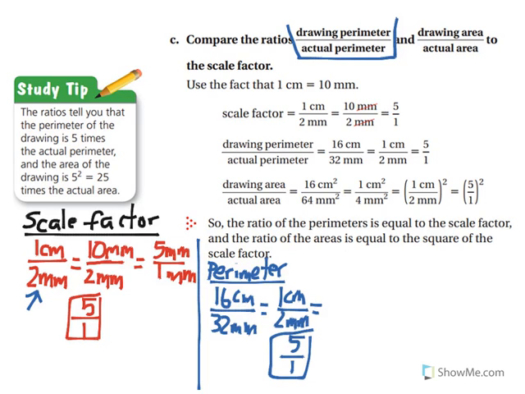However, just to prove it to you, I can make this 10 millimeters over 2 millimeters. Then I could change this to 5 and this to 1. And again, it gives me 5 over 1. Okay? That is for the perimeter. Finally, for the area.